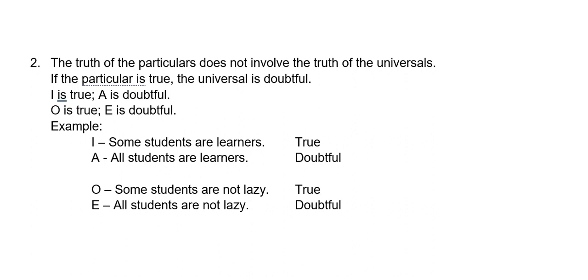Hence, if I is true, A is either true or false or doubtful. If O is true, E is also doubtful. Example, if I is true, such as some students are learners, A can either be true or false. All students are learners. If some students are not lazy is true, there is also no guarantee that all students are not lazy is true or false, because either can be true or false. So that is rule number 2.